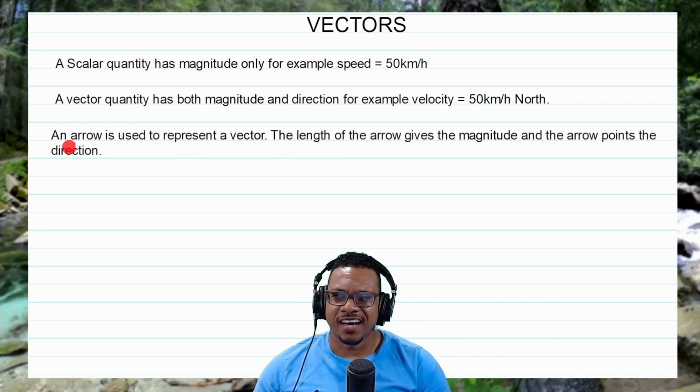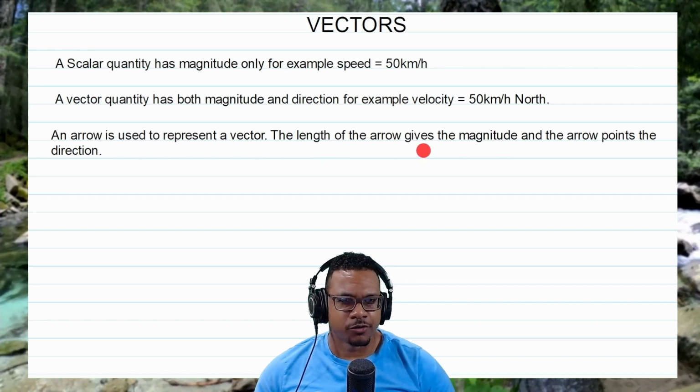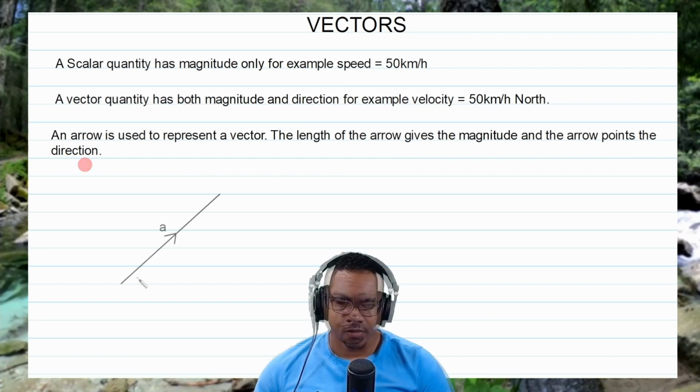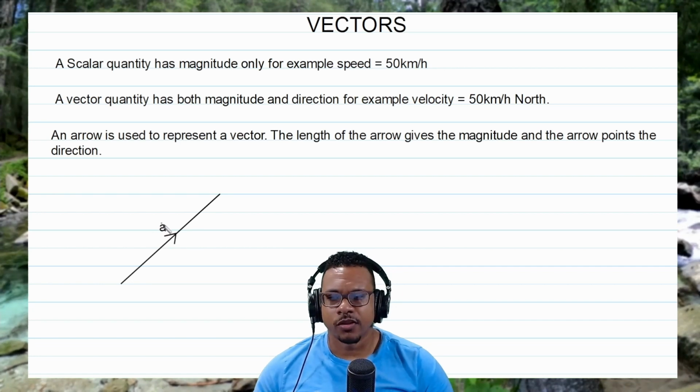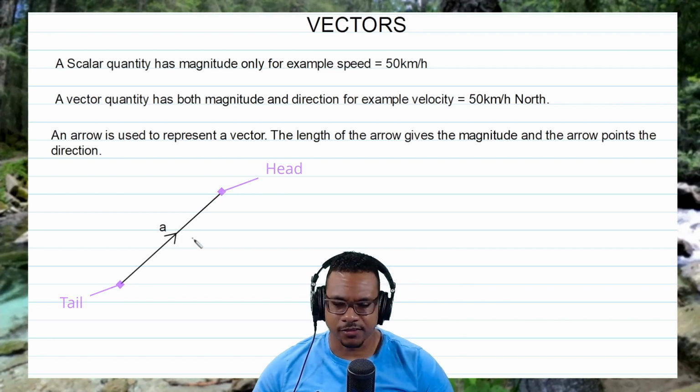So now an arrow is used to represent a vector. The length of the arrow gives the magnitude of the vector, and the arrow points the direction of the vector. So here I drew an arrow to represent a vector, and I'm going to call that vector A. So A is the name of this vector. So the arrow is pointing in this direction. So the base here will be called the tail of the vector, and the top here will be called the head of the vector.